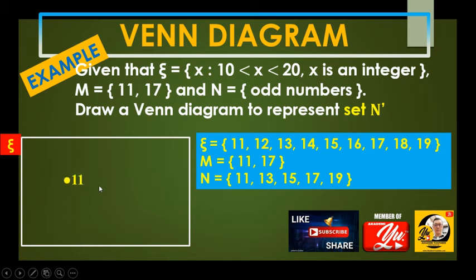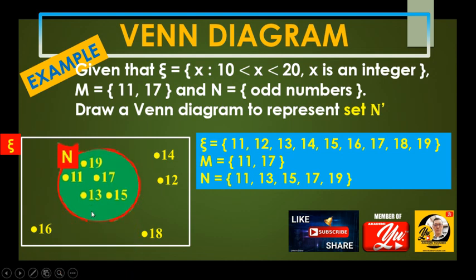Then all the elements of universal set. The elements of N are 11, 13, 15, 17, and 19. Normally we put them together. So 15 is near to 13 and 11, 17 near to them also, and 19. So these five elements are inside the set N. We put them together, then we circle them. So these elements are called set N.